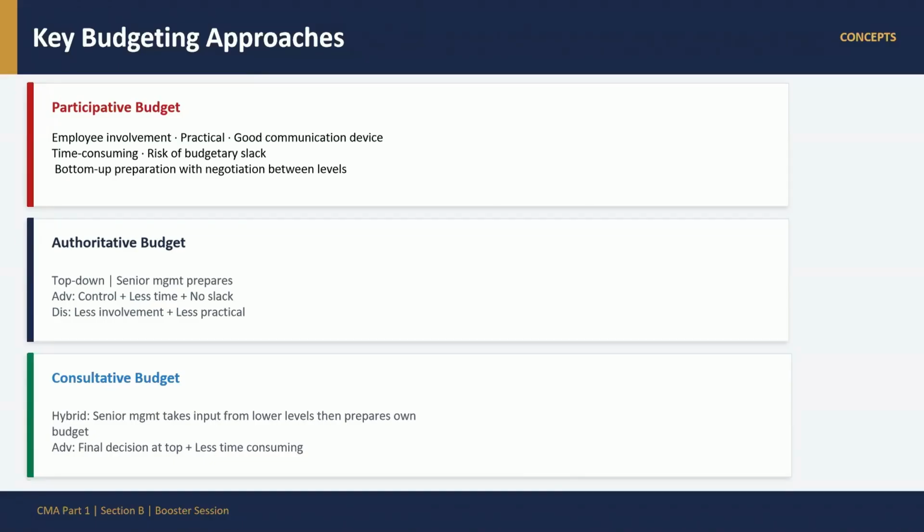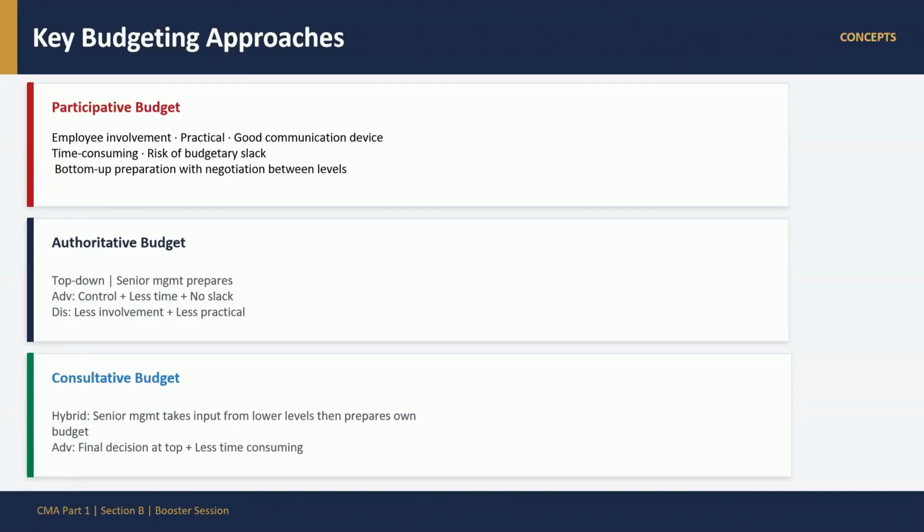And the benefits of authoritative budget are that senior management is preparing, so it will be best for the organization. Less time is consumed and there is no budgetary slack because employees' opinion itself we are not considering. Then comes consultative budget. It's a combination of participative and authoritative. What happens here? Senior management will meet the employees and take inputs from them. What is the practical reality? They'll just collect data, but finalizing the data will be in the hands of senior management. They can either consider the inputs in the budget process or ignore them. Final decision will be at the top.